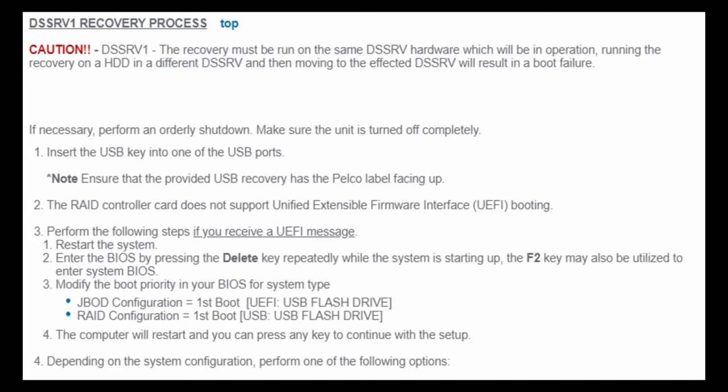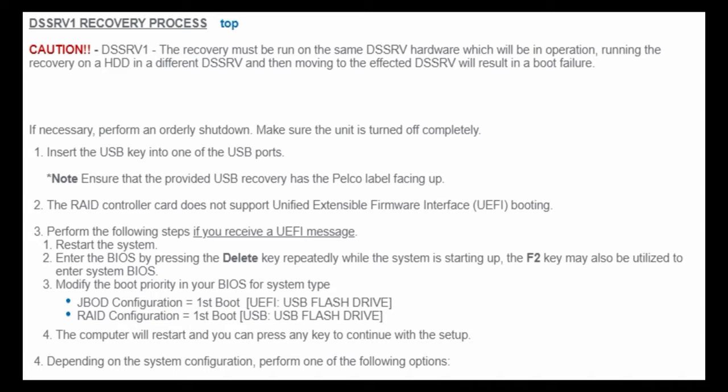The first one being the DSSRV recovery must be run in the same system that it's going to be used in, meaning we can't take a hard drive, run a recovery on it, and move it to another DSSRV. That will cause issues. The second is based on if it's JBOD or RAID, the boot order is different. If this is a JBOD configuration, UEFI USB flash drive must be selected. If it is a RAID configuration DSSRV1, then USB flash drive must be the first boot. This is important as not setting this correctly will prevent the recovery from running.